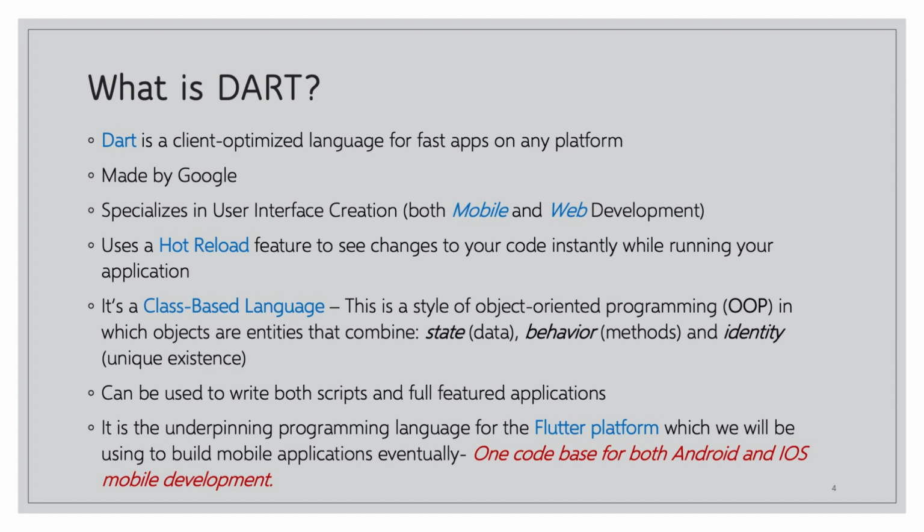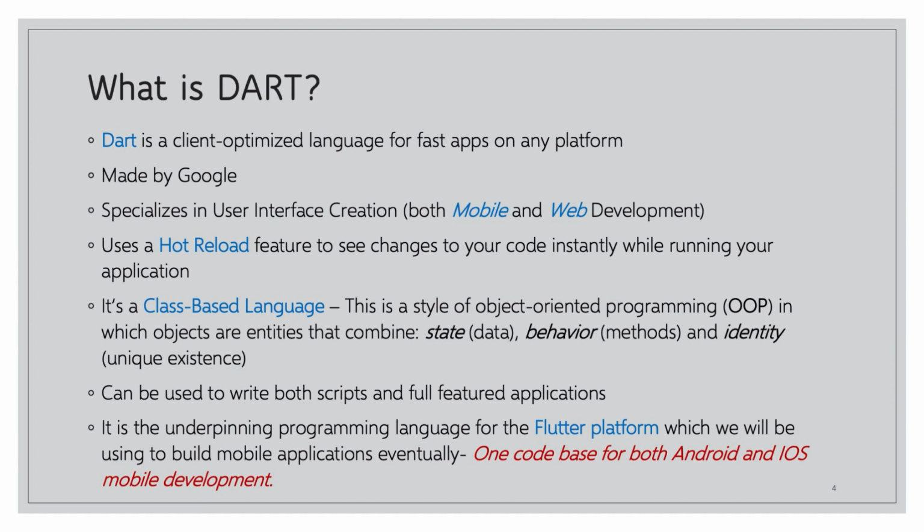It's a class-based language like many are. This is a style of object-oriented, or known as OOP, programming language, in which objects are entities that combine state, which is data, behavior, which are methods, which is another word for a function that happens to live in a class, and identity, which is unique existence.